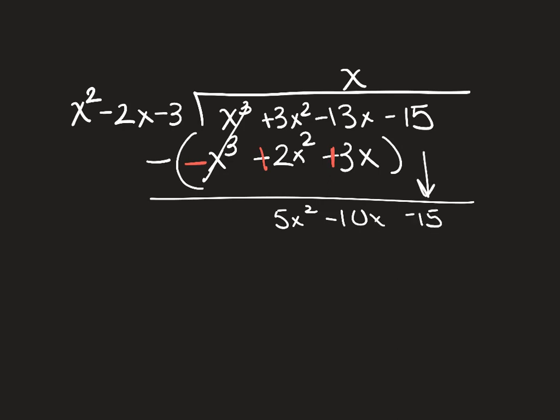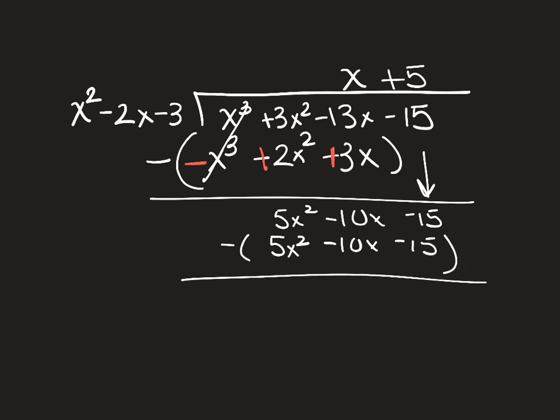To make x squared become a 5x squared, you multiply by a 5. 5 times x squared is 5x squared. 5 times negative 2x is a negative 10x. And 5 times negative 3 is a negative 15. These match. So when you subtract them, they are all going to cancel out, so your remainder is 0. So our answer is x plus 5.